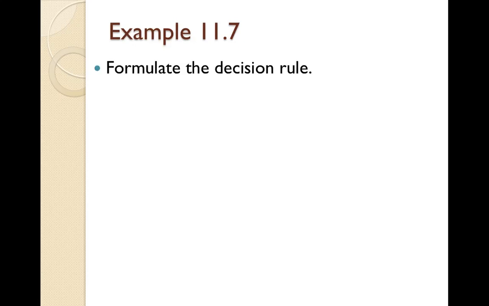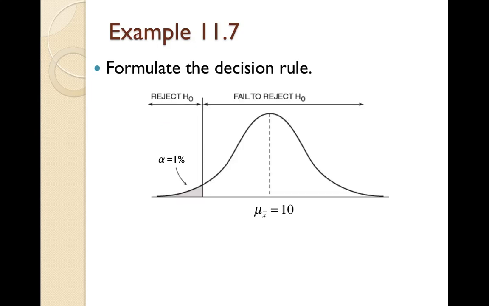Okay, the decision rule. Our alpha in this case is 1%, and because our alternative hypothesis stated less than, we're going to have a test on the left side. We're going to shade in 1% of area in the left tail. That's the alpha. We're going to hope that we get a p-value that's smaller than alpha. If we do, we'll be able to reject the null hypothesis. If we get a p-value that's greater than alpha, we're going to fail to reject the null hypothesis. 10 is in the center.